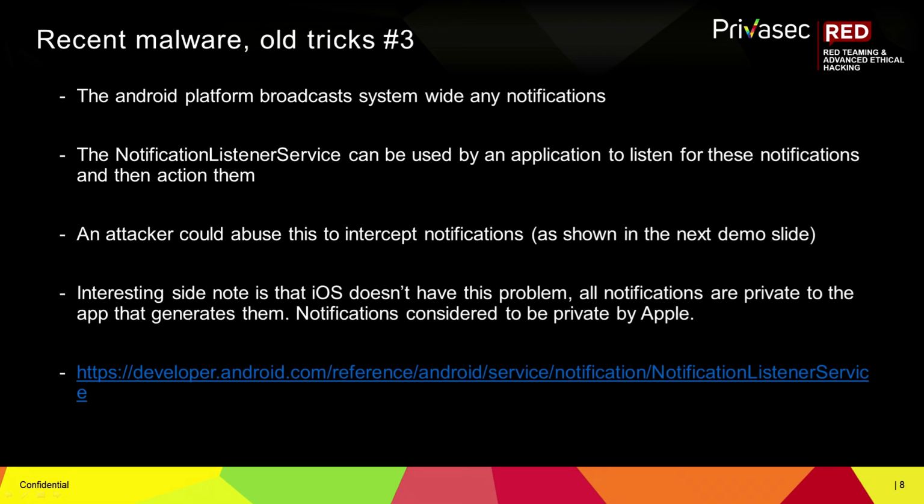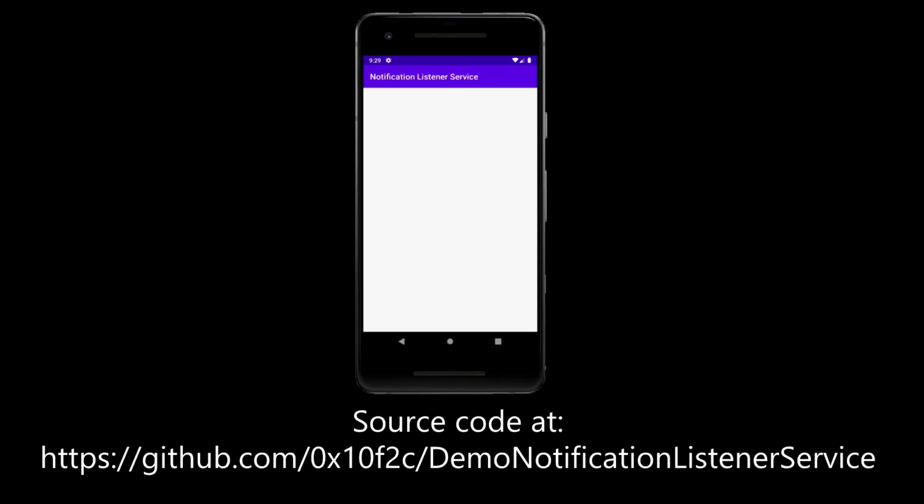Let's carry on into the demo. This is a notification listener service that I've created. I've provided the source code link down below if you want to run it yourself, but basically it just generates a notification listener service and then just listens for broadcasts and then puts them into a log within the application. Awesome, we can see the notifications going into the log there.